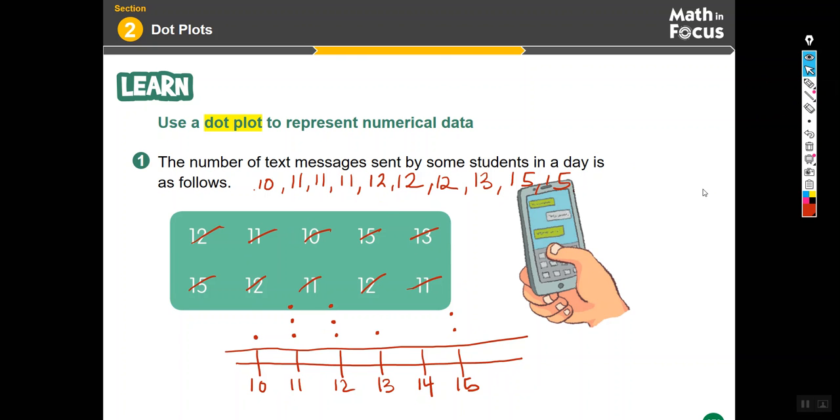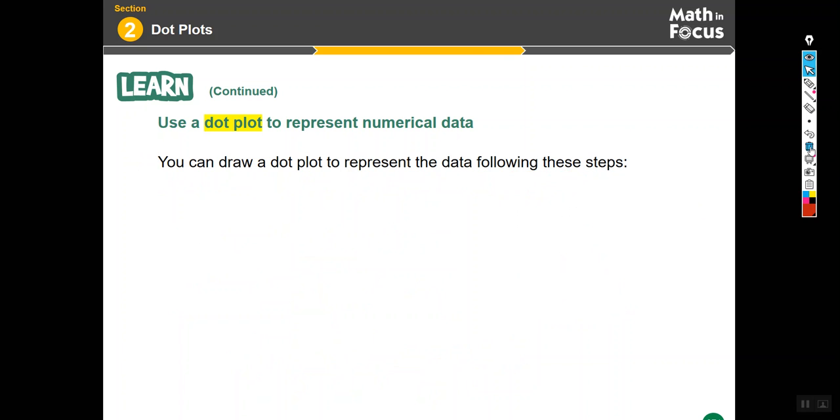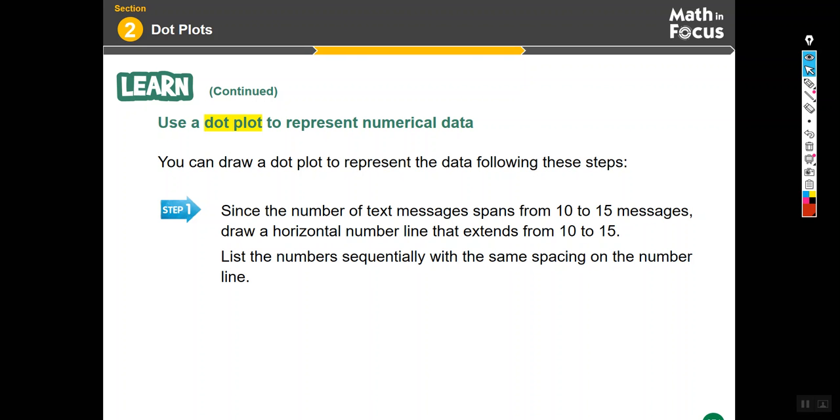Okay, so let's go on and see what they suggest that you do. Oh, let's erase this. You don't need that in your way. Okay, so the first thing they suggest is that since the number of text messages are from 10 to 15, draw a horizontal number line that extends from 10 to 15. And then list the numbers sequentially with the same spacing on the number line. So just like I did, make it as even as possible.